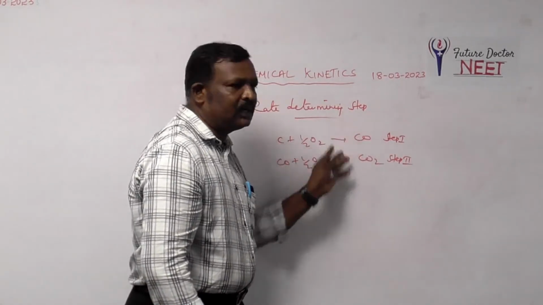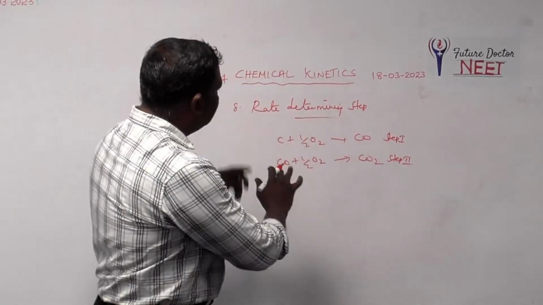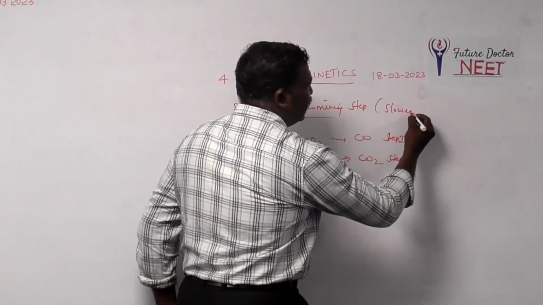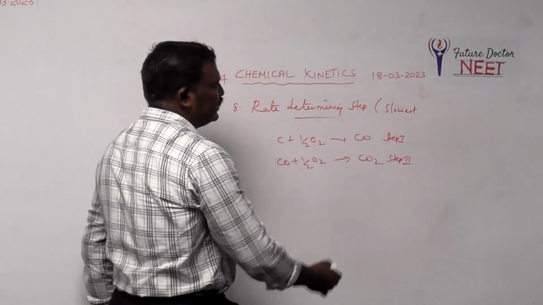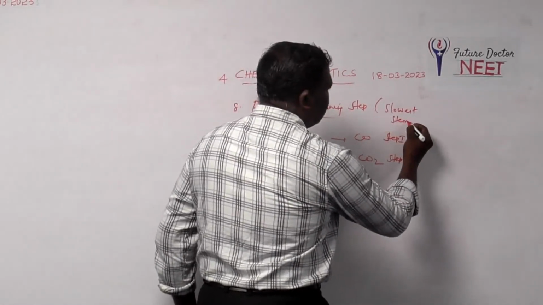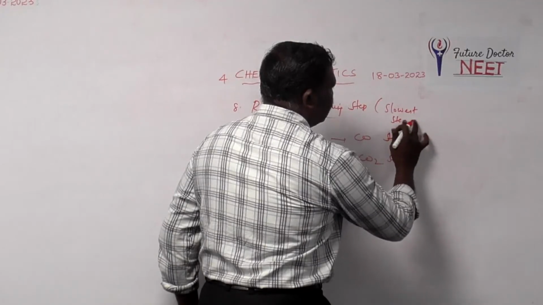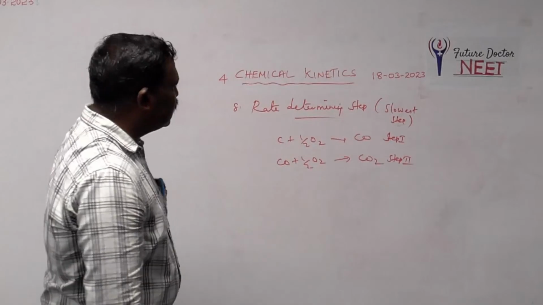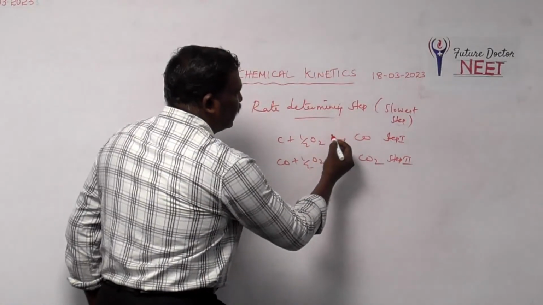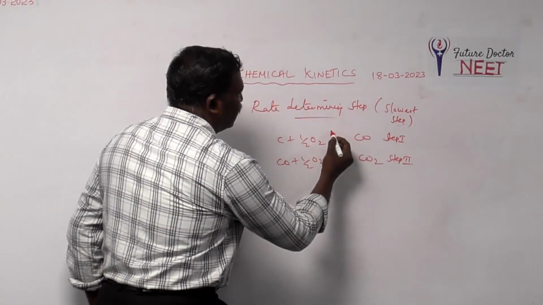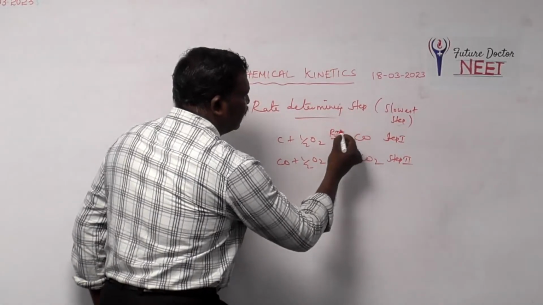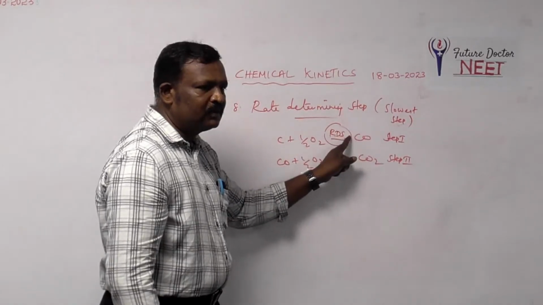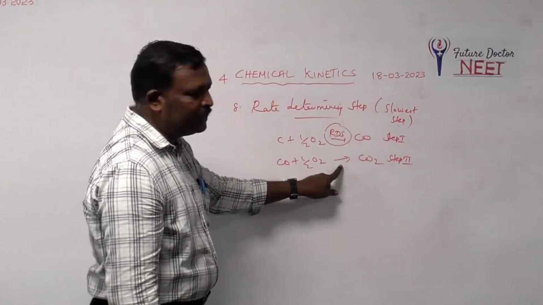It depends upon the reaction. So what does rate determining step mean? Slowest step. Just write, simply write. Do not write fully. Slowest step. Suppose this is going on slowly, this is called RDS. RDS means rate determining step. Suppose this is going on very slowly, then this is called RDS.